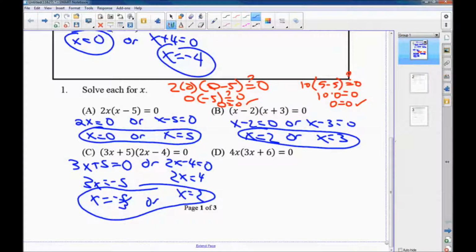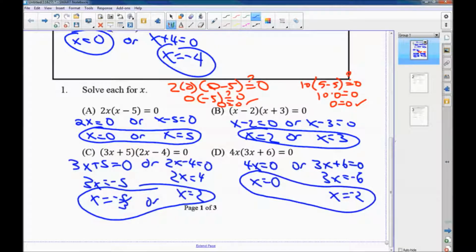Okay. And then in our last one, we have a monomial times a binomial equals 0. So the monomial expression could be 0, or the binomial expression could be 0. I solve them separately. So x could be 0, 3x could be negative 6, so x could be negative 2. And these are my two answers. Okay, these two values of x will make one of those two expressions be 0.